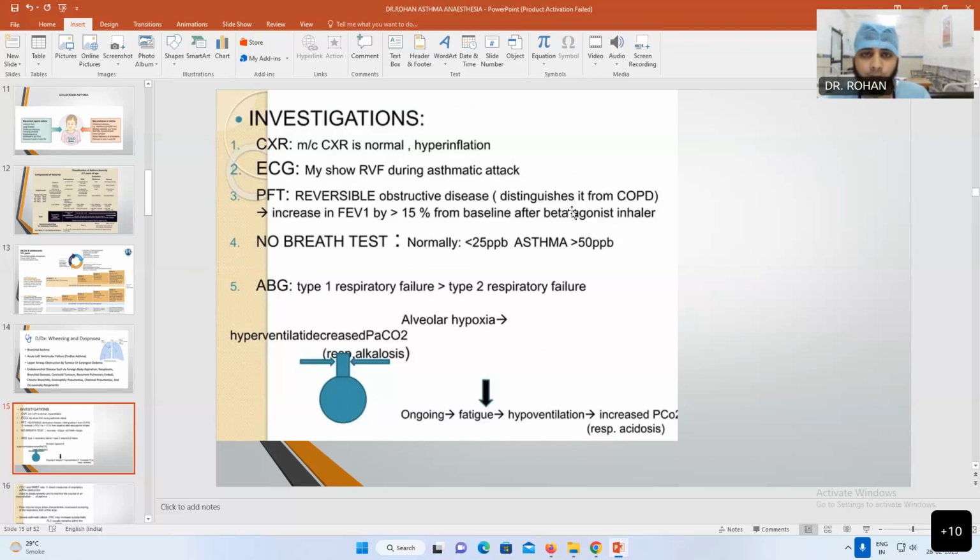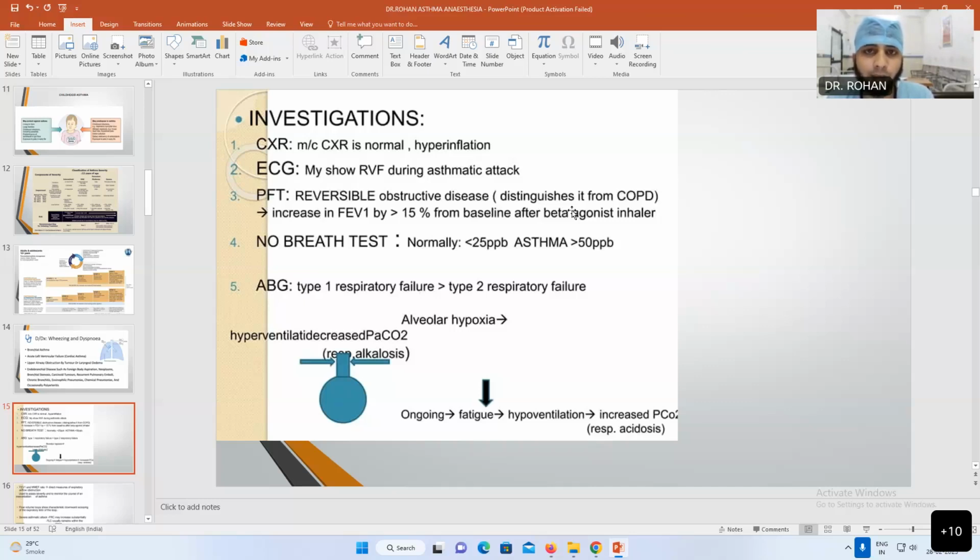And along with it, we can also do 2D echo to rule out the cardiac causes of dyspnea. And if the patient is a known case of asthma, the most important thing is to do a PFT and check the percentage of reversibility after the PFT. And a baseline ABG is to be done before taking the patient to the OT in order to see whether the patient has hypercapnia, whether there is impending respiratory failure, whether the patient is in type 1 respiratory failure or not.